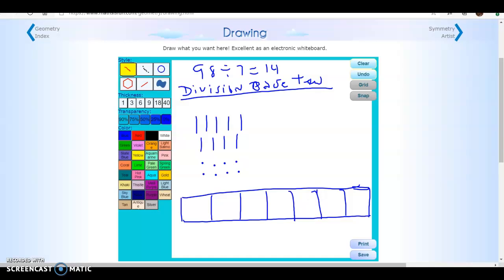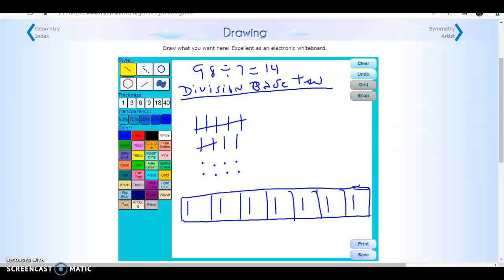All right, so first things first, we have 7 boxes, 1, 2, 3, 4, 5, 6, 7, and we're going to go up here to our tens, and we have 1, 2, 3, 4, 5, 6, 7. We're going to cross out 7 tens here, and we're going to come down and place 1 ten in each box. Okay, all right. Now we need 4 ones in each box.